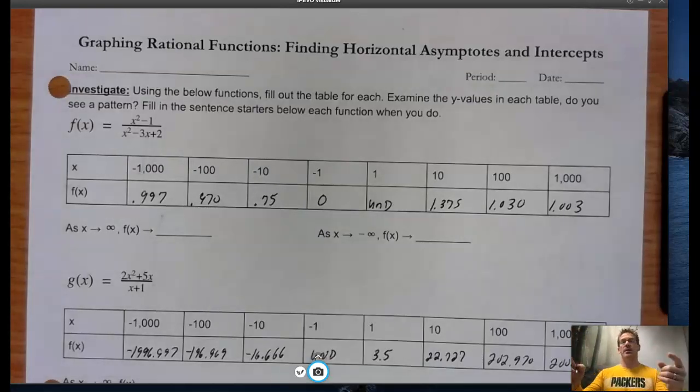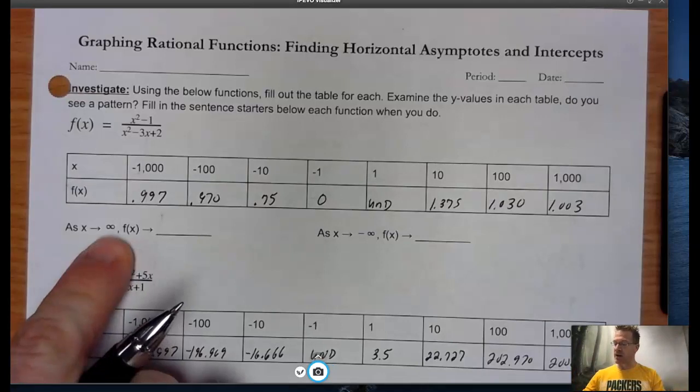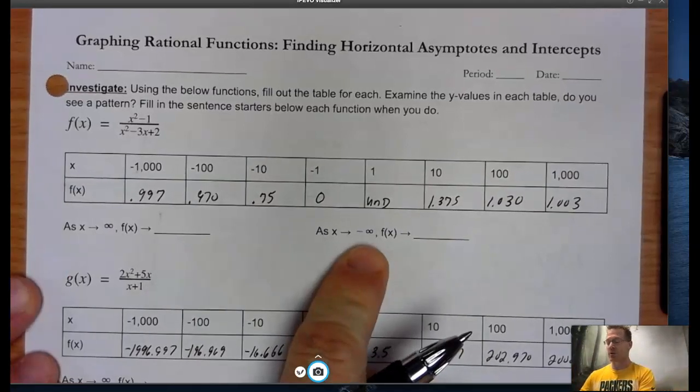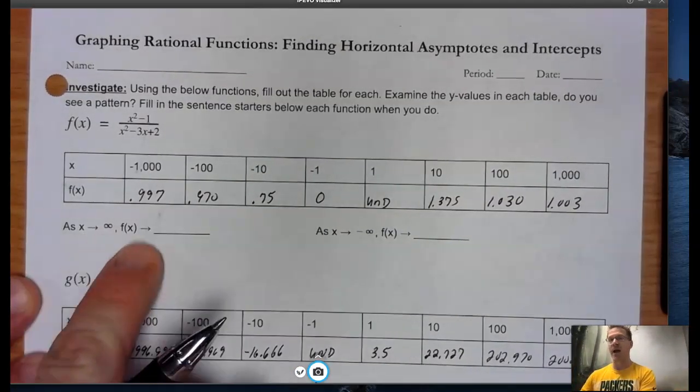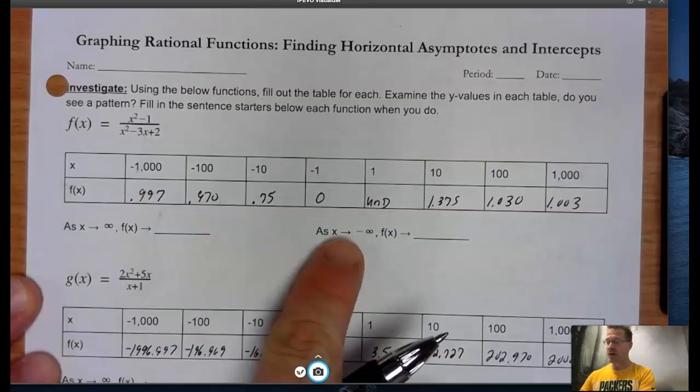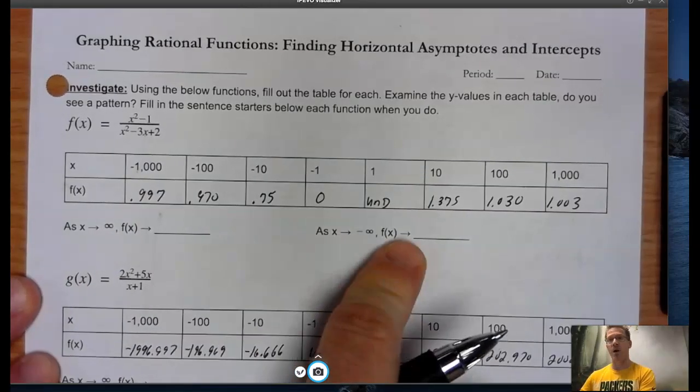Now, here's what we're thinking about. Horizontal asymptotes are what we call end behavior. So it's as we go towards positive infinity or as we go towards negative infinity, which means as x gets really big, what happens to our y values? As x gets really, really small, what happens to our y values?